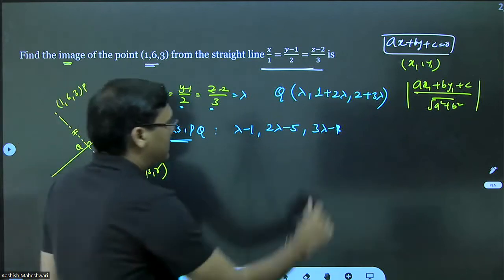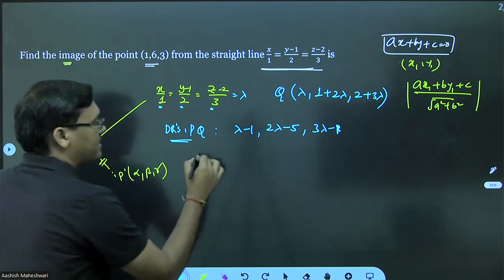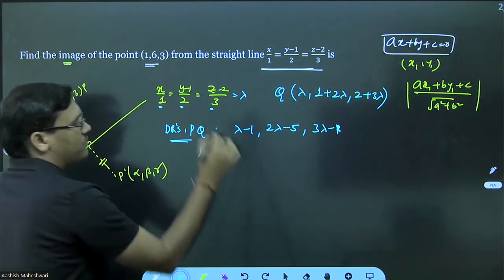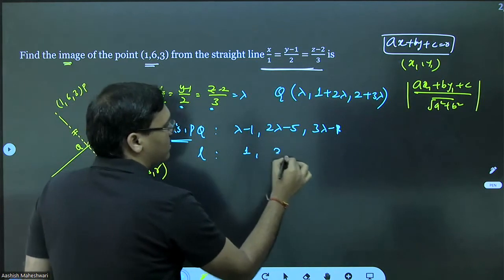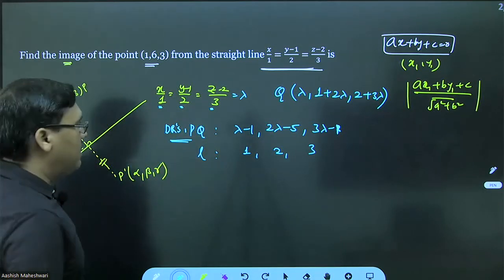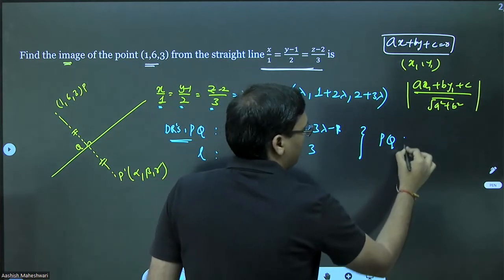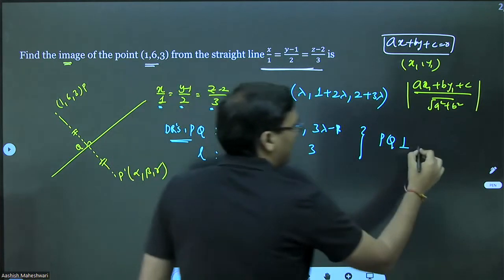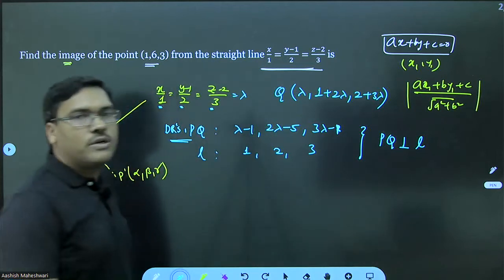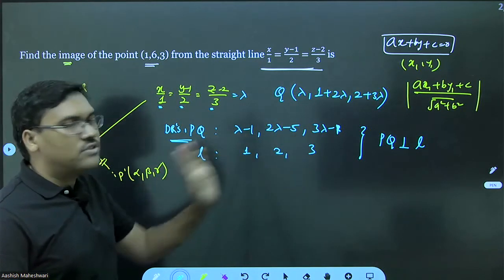So this is the direction ratio of line PQ. And what are the direction ratios of this line L? The direction ratios of this line L are 1, 2, and 3. It is given 1, 2, 3. Now, if I say PQ is perpendicular to this line L, what is the condition for lines to be perpendicular? a1a2 plus b1b2 plus c1c2 should be 0.